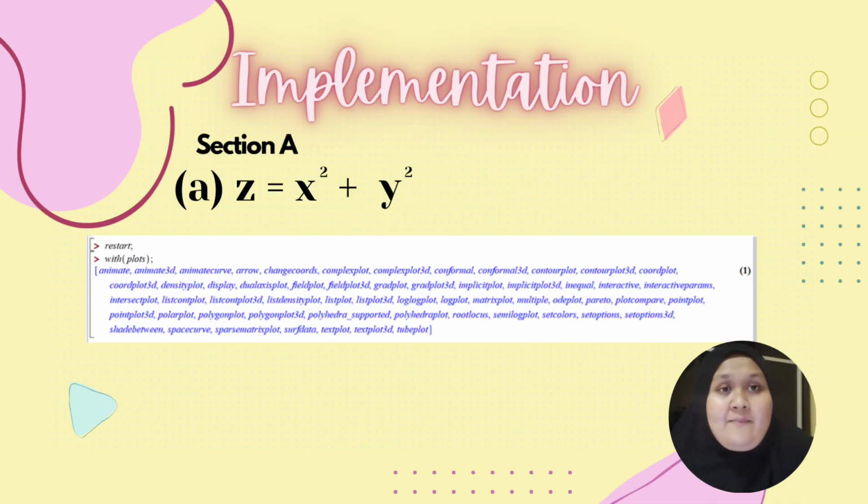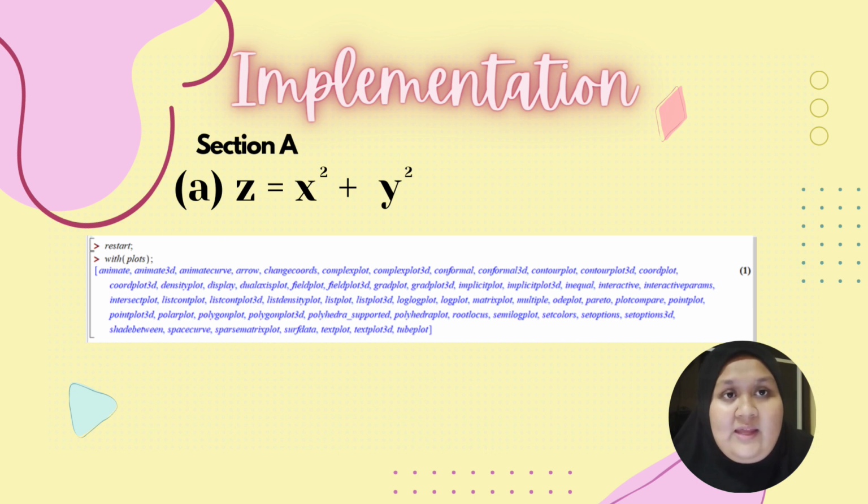Section A, as I mentioned before, we need to choose 2 questions from this section, and then we need to plot the following surfaces using any of the 3 options of plotting, whether we want to use plot 3D, implicit plot 3D, or parametric plot. At the end of this implementation, we need to name the surfaces. We also need to experiment with the limit of the variable. So I have chosen the first question, which is z is equal to x squared plus y squared.